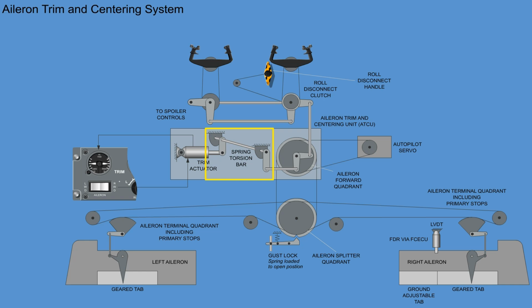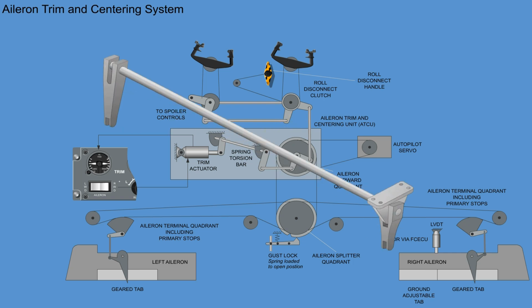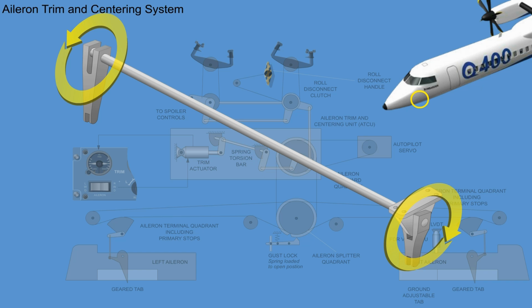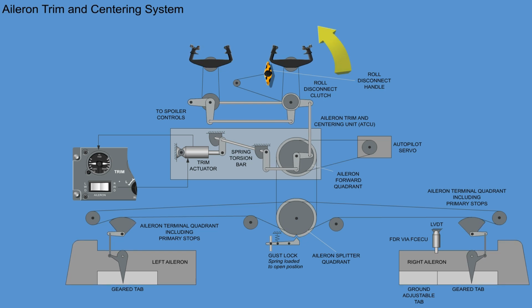It has a spring torsion bar that links the aileron trim actuator to the forward quadrant. An input to the control hand wheel turns the forward quadrant, which displaces the aileron surfaces. A torsional load is applied on the spring torsion bar. When the input to the hand wheel is released, the load on the torsion bar causes the control hand wheel to return to a neutral position. This control hand wheel centering action reduces the workload of the pilot or co-pilot.